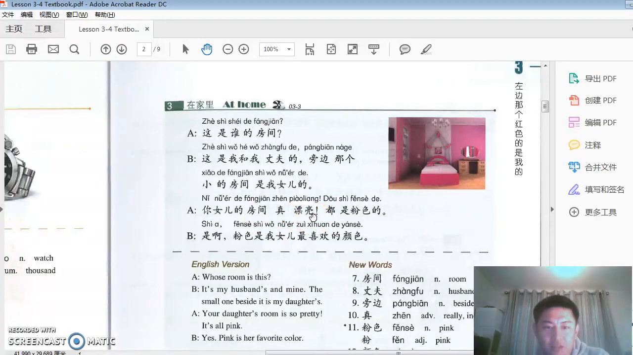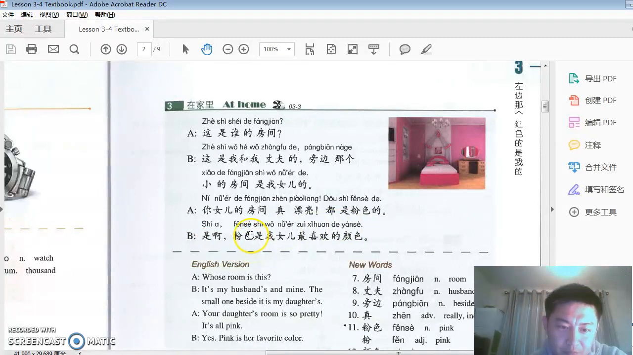真 is really, like 很漂亮, same thing. Very. 都是粉色的. All. 都是 is describing the room. Everything in the room is all 是粉色的, pink. Right? So what's behind this is really the things. Everything, all are pink things. And B says, 是啊, yeah.